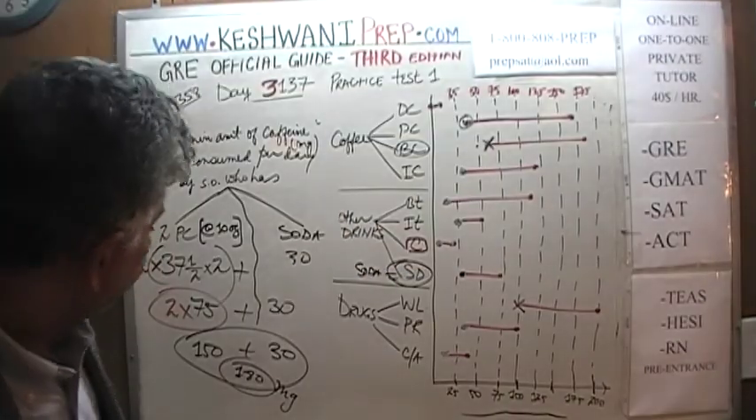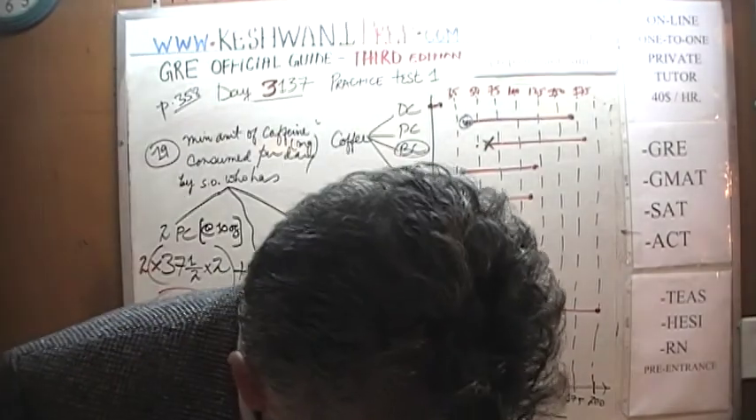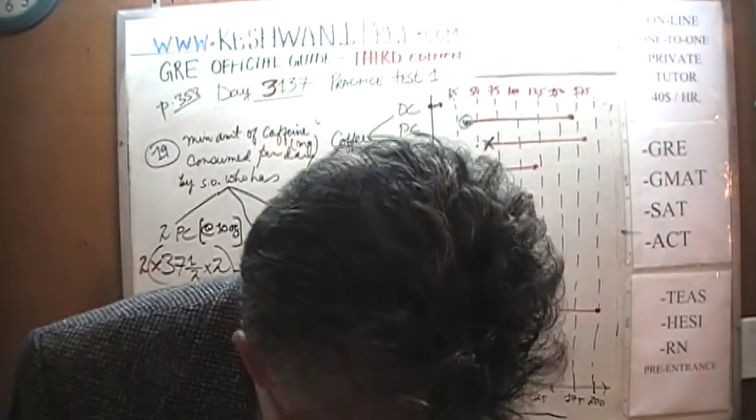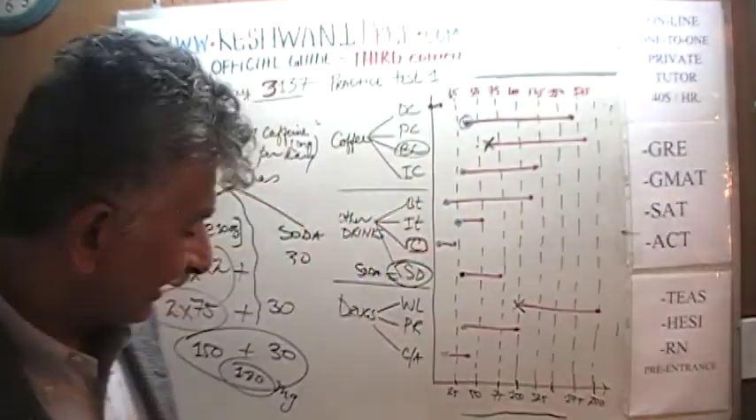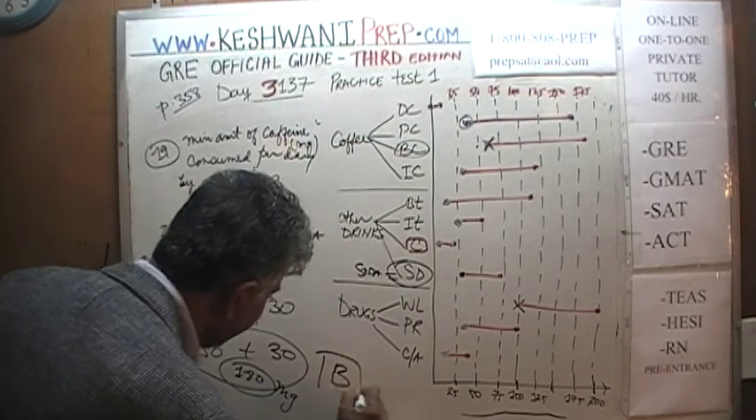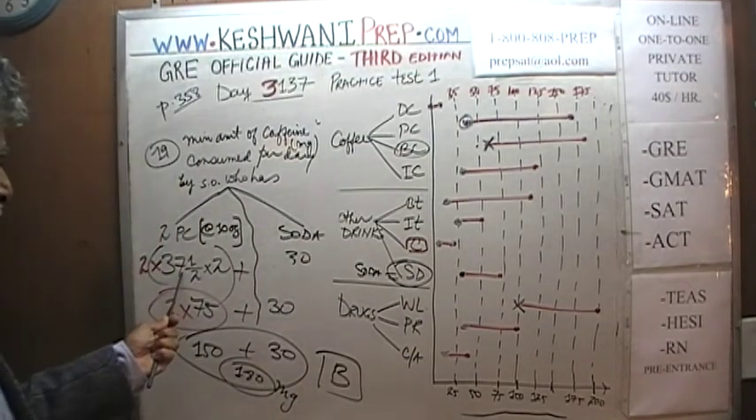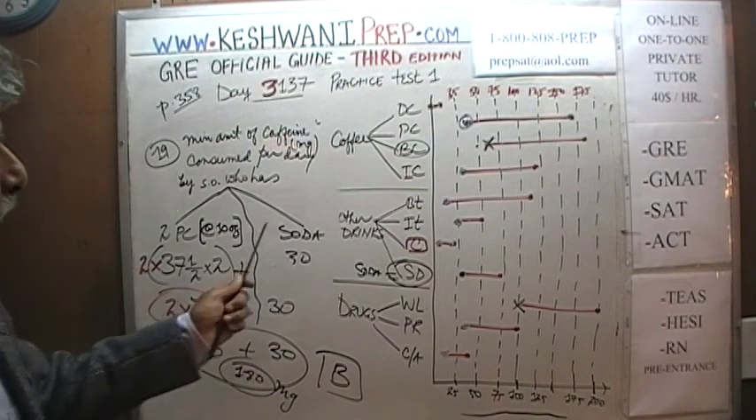Let's do the last one. So now that's the correct answer. 180 is the correct answer. And which answer choice is 180? The only answer choice that comes closest to 180, which is what we came up with, is 190. And their answer choice is B, because apparently they did not use 37.5, they just used 40.